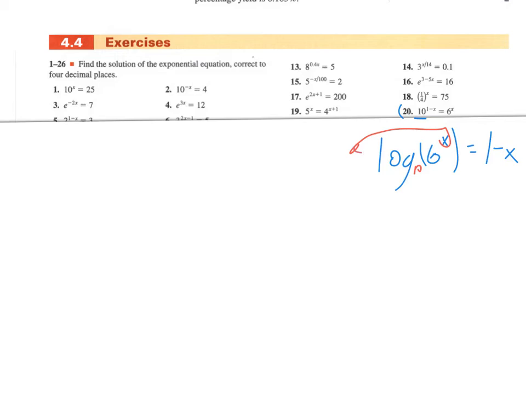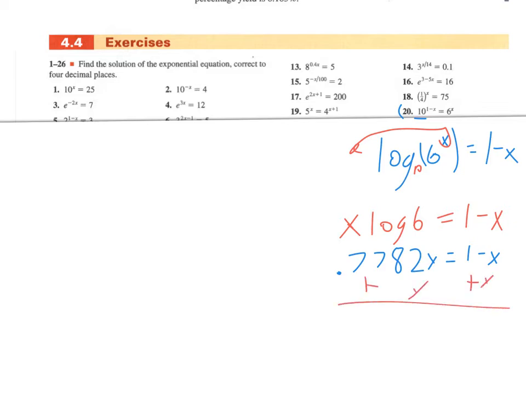So then what I would do is I would take this exponent, move it to the front. So I have x times log 6 equals 1 minus x. And now I'm going to do log 6 on my calculator. Since it's base 10, I don't have to worry about change of base. So that'll be 0.7782x equals 1 minus x.